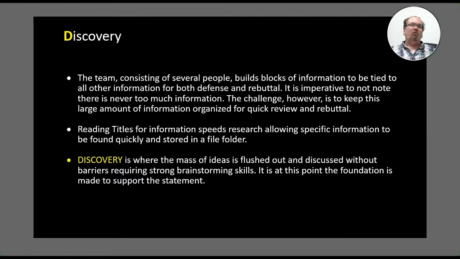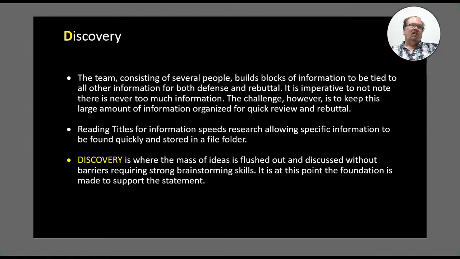It is important, it is imperative to note that there is never too much information. There is too little information, but never too much. TMI, too much information, when it comes to this debate, when it comes to argument, there's not too much information. Sometimes there's a lot of information that is not relevant, that doesn't fit our argument. And so we can discard that, we can throw it away. But there's never too much information.